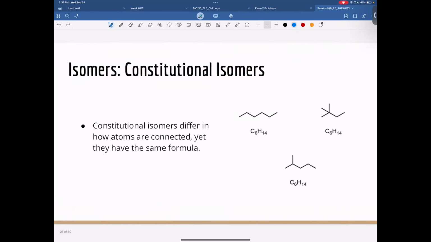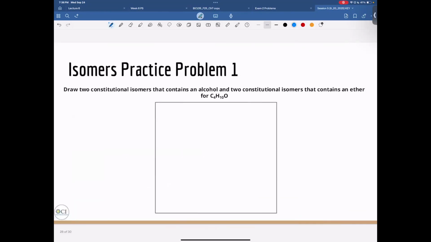All right, next we're going to talk about constitutional isomers. Constitutional isomers differ in how they're connected, but have the same formula. So you see this is C6H14, this is C6H14, and this is C6H14. So draw some isomers for C4H10O. We're going to go over this.